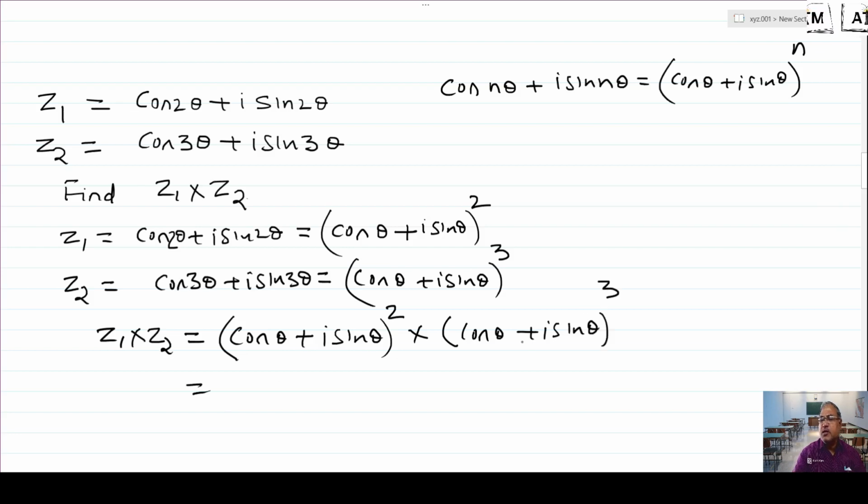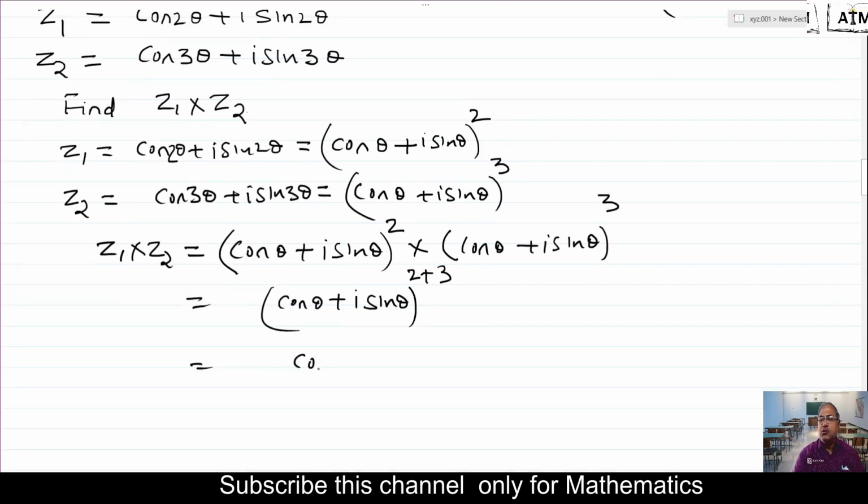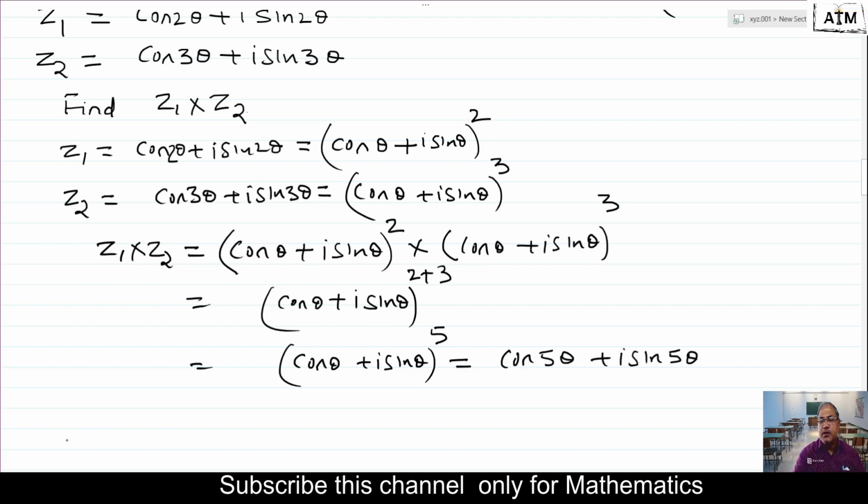Now the bases are equal here, therefore we can add the powers, that is (cos theta + i sin theta) raised to 2 plus 3. So that is equal to (cos theta + i sin theta) raised to 5. So this is equal to cos 5 theta + i sin 5 theta. Therefore z1 into z2 equals cos 5 theta + i sin 5 theta.